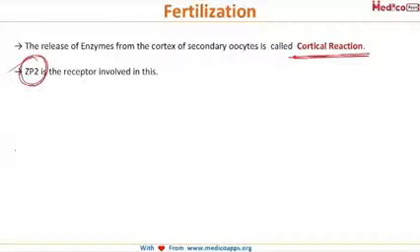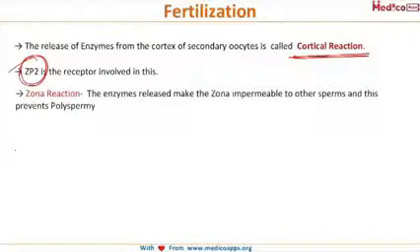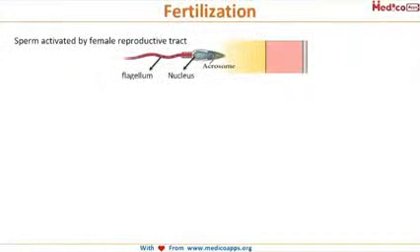Now once the sperms have entered the secondary oocyte, it causes the release of cortical enzymes from the secondary oocyte and this is called cortical reaction. And the receptor involved is ZP2. Now remember, the main receptor involved in acrosomal reaction is ZP3 and the main receptor involved in cortical reaction is ZP2. Now, the release of the enzymes from the cortex of the secondary oocyte causes hardening of the zona pellucida and this is called zona reaction. And it is because of this hardening that the zona becomes impermeable to the other sperms and thus it prevents polyspermy.